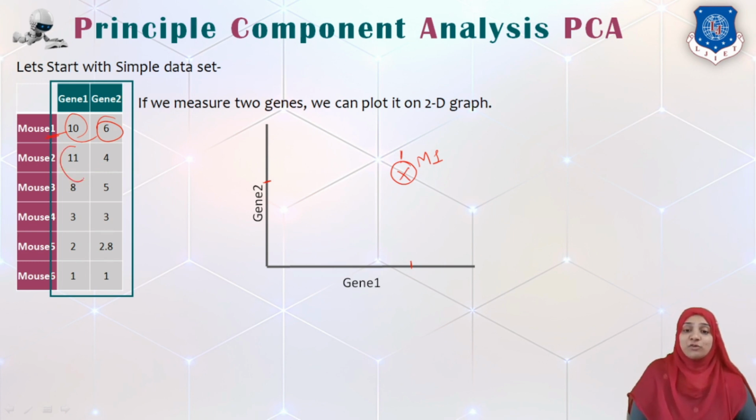Likewise, I have mouse 2 with an observation value 10 and 4. Say for example, this is 10 and this is 4. So I will have another data point that I will call data point or mouse observation number 2.